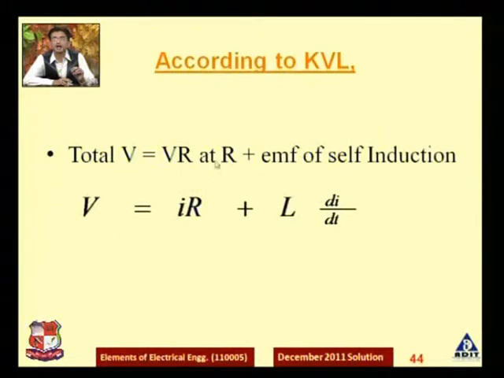So what is VR at the resistance? It is I into R. And what is VL? VL is the EMF of the self induction. So it is L into di by dt, or you can say the rate of change of current at the inductor. So I am putting this IR on the left hand side. So I will get V minus IR is equal to L into di by dt. I will call it equation number 1.